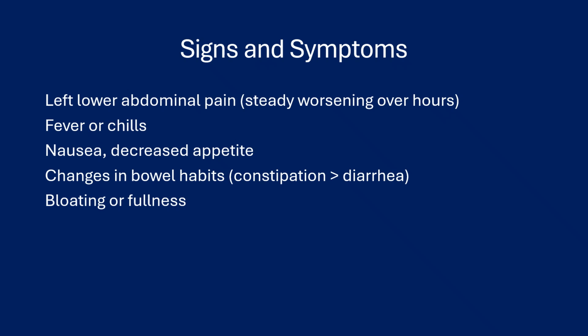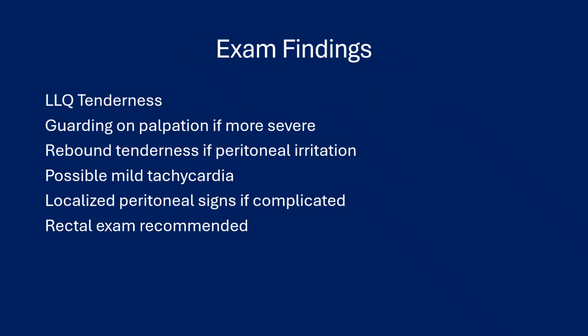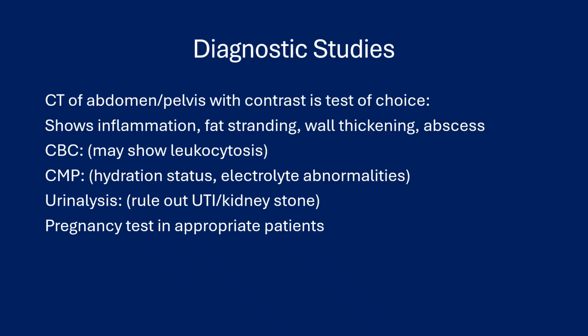Very localized usually. Exam findings: left lower quadrant tenderness, guarding on palpation if it's more severe, rebound tenderness in the left lower abdomen if peritoneal irritation is involved. You can sometimes see a slightly elevated heart rate with it. Localized peritoneal signs are usually a sign that it's a more complicated infection. I always recommend a rectal exam with these patients. I want to know if there's blood in their stools for sure.